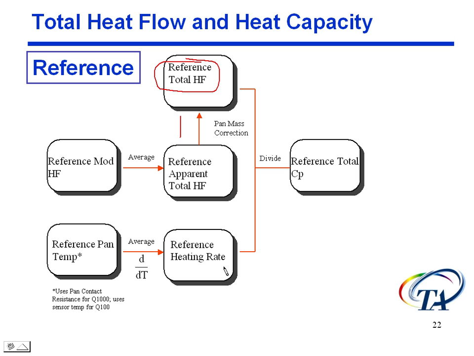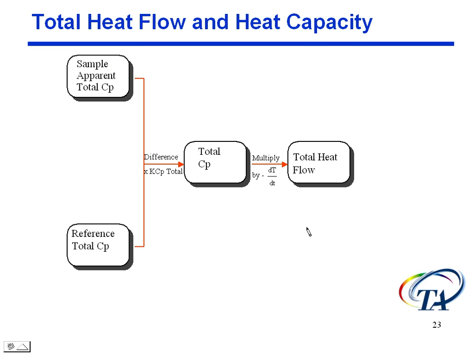We take that number divided by the heating rate to get our reference total heat capacity, just like we saw on the sample side. Now what happens? We take the sample total heat capacity and the reference total heat capacity. We take the difference of those, delta, but we multiply it by our heat capacity calibration constant that we're going to talk about in the next section. That gives us our total heat capacity.